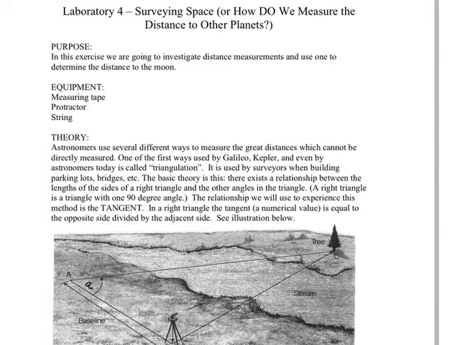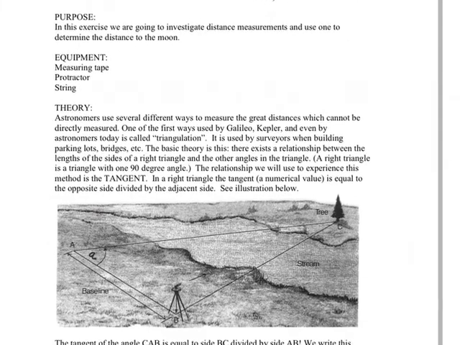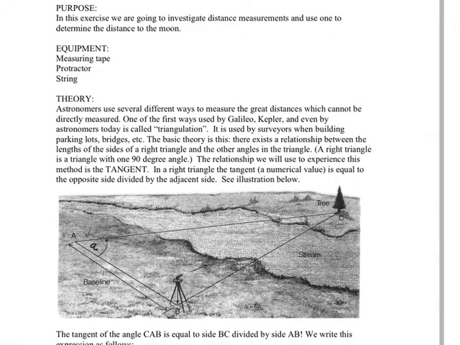This is Lab 4, and in this we're going to talk about surveying, or how do we measure distance to other planets. So we're going to look at one method, parallax, in order to see how far away something is. So we're going to use triangulation, which is also used by surveyors to map things like parking lots, bridges, whatever. The theory is there's a relationship between the sides and angles of right triangles.